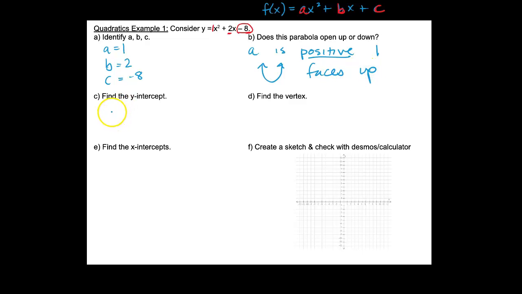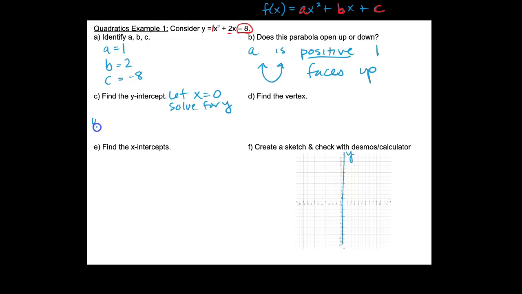Part C asks us to find the y-intercept. So the y-intercept, if we think about the graph, the y-axis is this vertical axis here. So this is the y-axis. And if we want to find the y-intercept, whatever value or whatever point that is, the x is going to be 0 since it's on that y-axis. So we're going to let x equal 0, and we're going to solve for y. So in the equation, x occurs in more than one spot. So we're going to put 0 in for all of those spots.